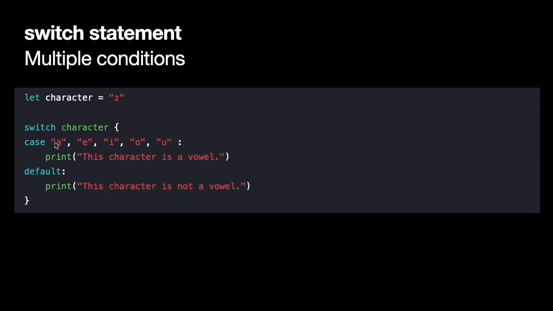We can match multiple things in one case. In this case, character is of type string, and then we're switching on our character, and if it's any of the vowel cases, then we print this character as a value. So we have 5 possible cases here separated by commas. And then we have our default case, which makes our switch statement exhaustive.